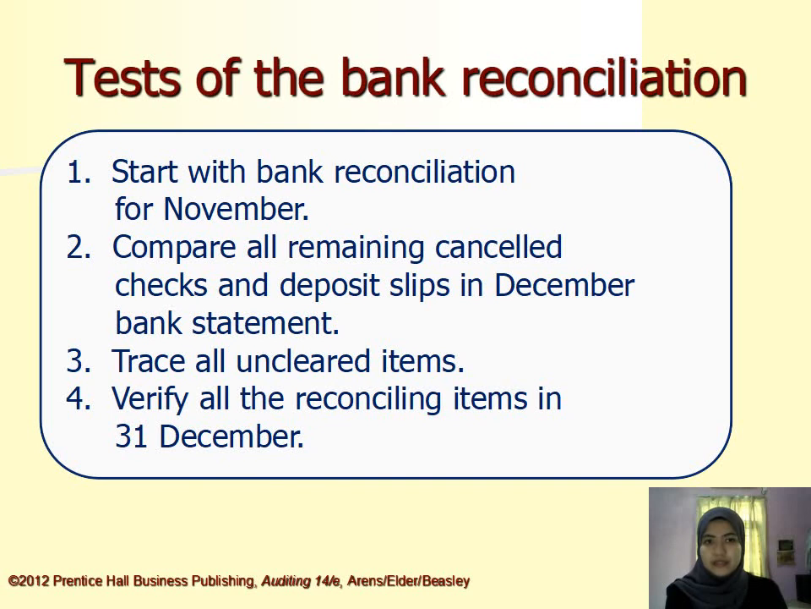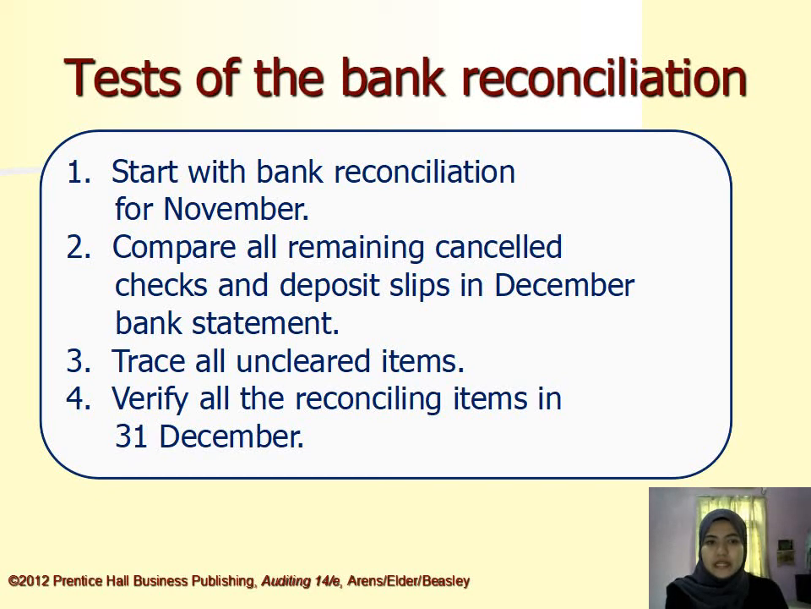Under this test of the bank reconciliation, there are four tests, for a client with material internal control weaknesses, at 31st December. First, they must start with the bank reconciliation for the month of November, and they need to compare all reconciling items with cancelled checks and other documents in the November bank statement. Then, they need to compare all the remaining cancelled checks and deposit slips in the December bank statement.